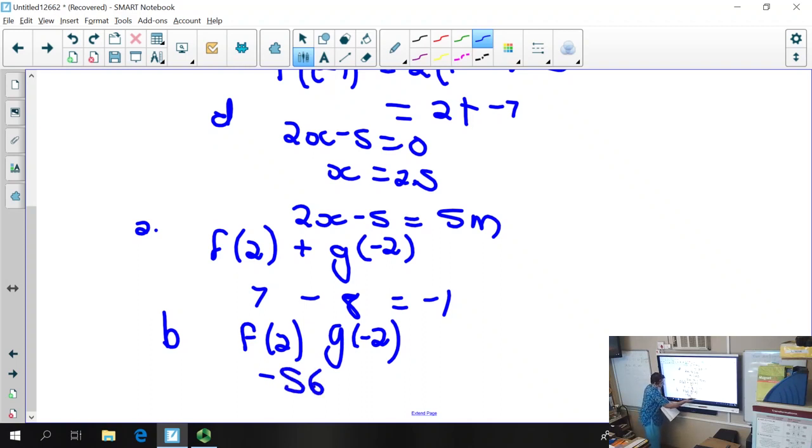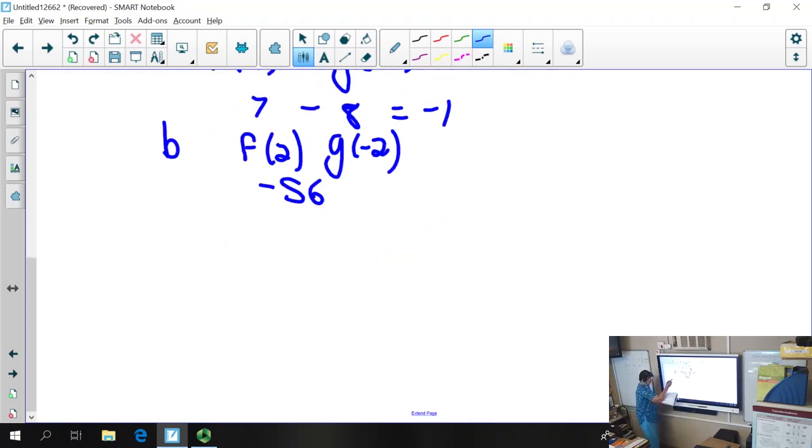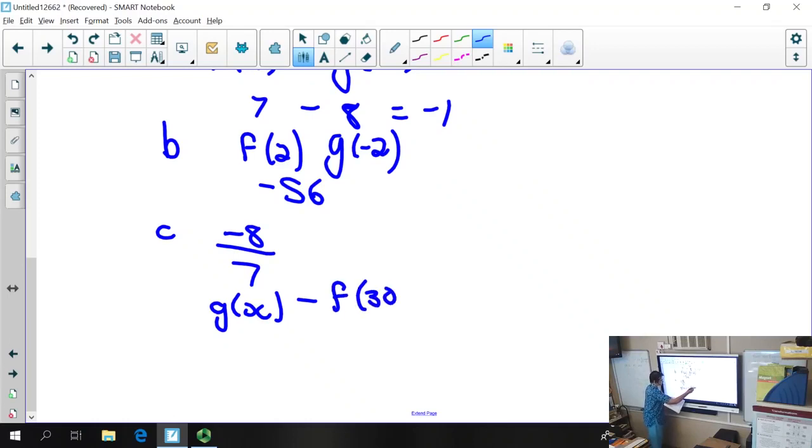And then the next one, number C, g(negative 2) over f(2). Now we know that g(negative 2) is negative 8, so it is negative 8 over 7. That's the answer. And then the last one, g(x) minus f(3)... So look at this one, you're just going to do what they say there. This is the kind of question that you're going to get: 10 g(2) plus 19.